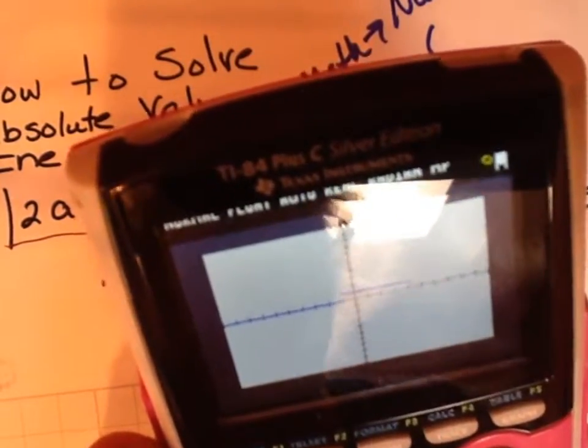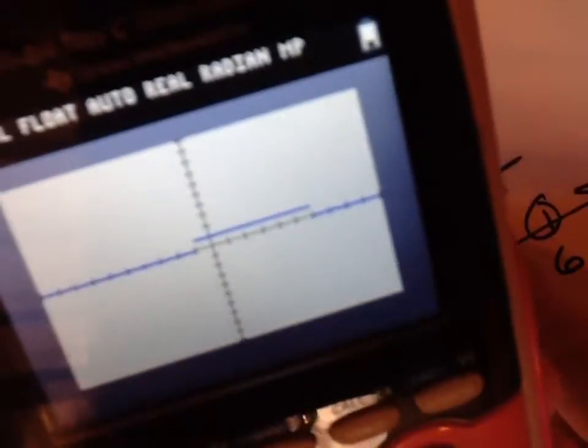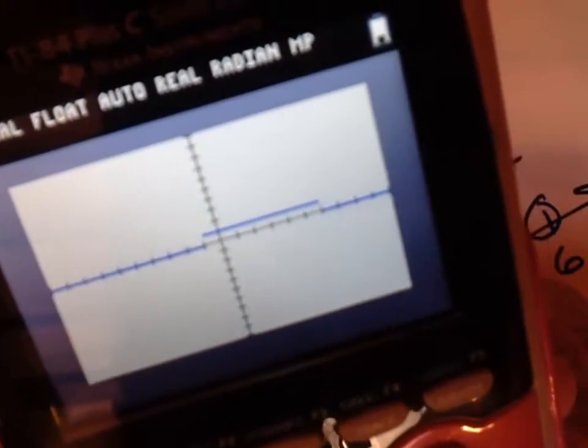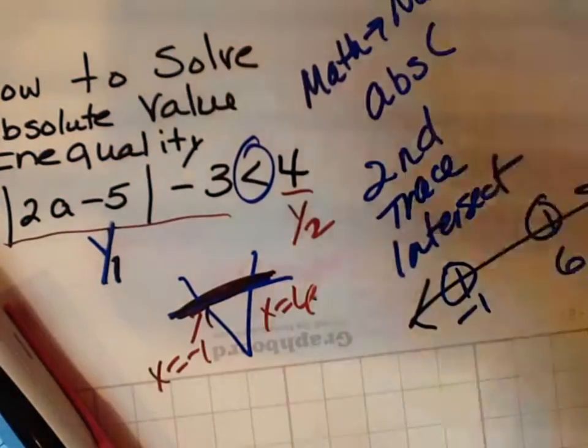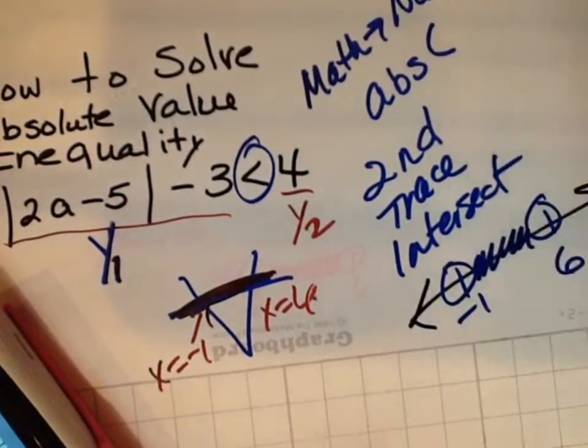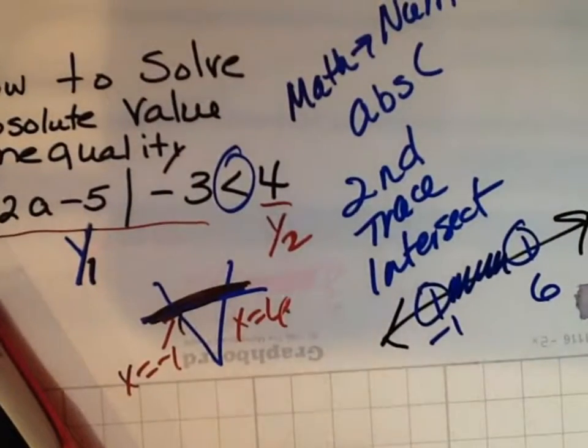You'll notice that at the -1, that's when my blue is above the x-axis, so that's where I shade. So I actually shade in between those numbers. That's what my shading looks like on that absolute value inequality. And you can do the same thing with greater than, exact same procedure. So that's how you use your calculator to solve an absolute value inequality and to graph it.